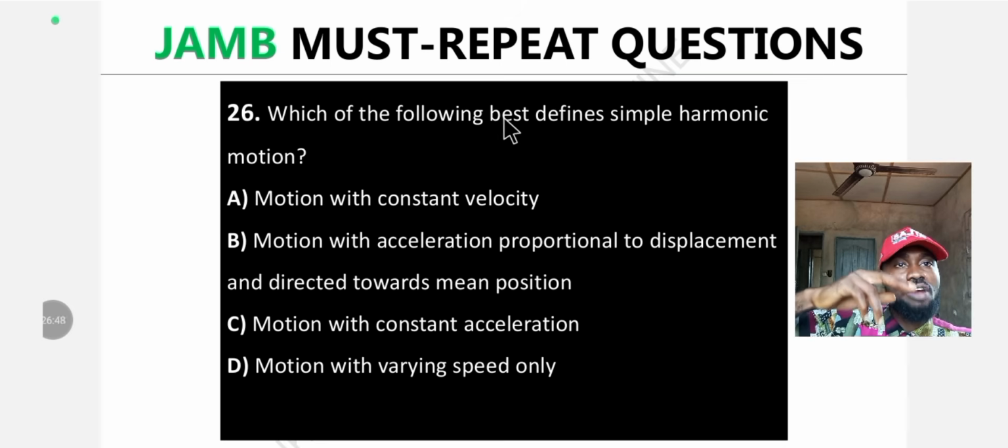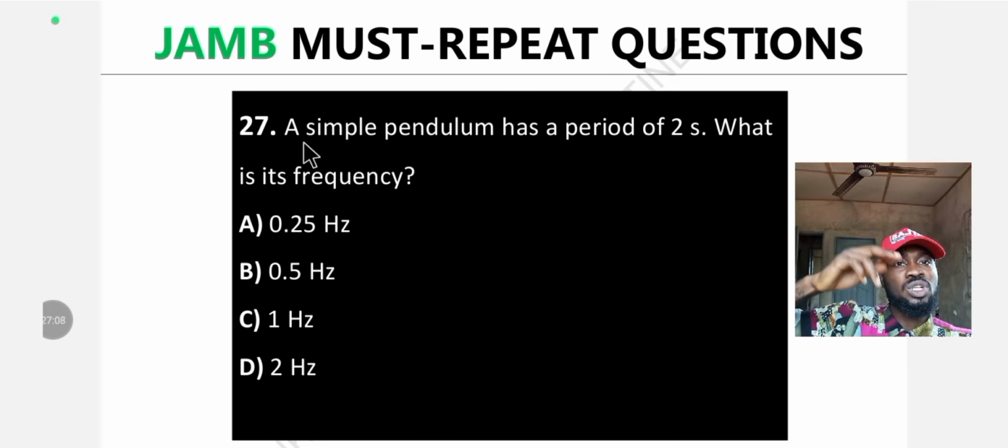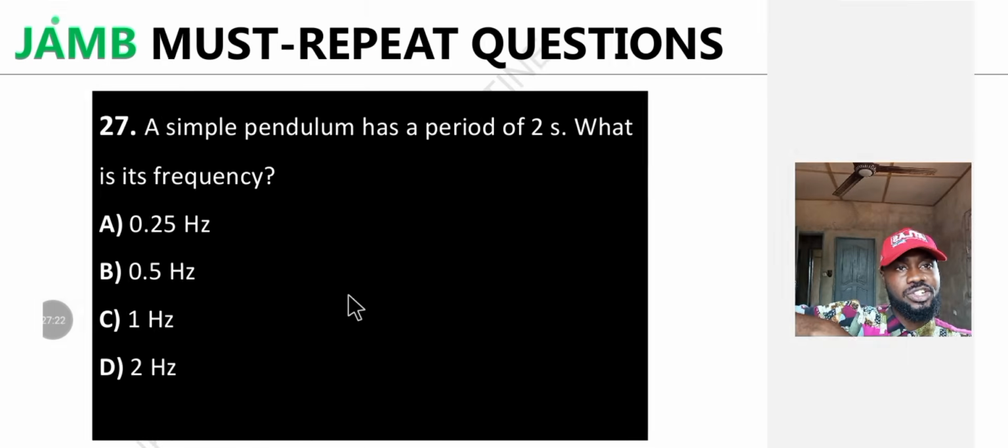Question 26. Which of the following best defines simple harmonic motion? A. Motion with constant velocity. B. Motion with acceleration proportional to displacement and directed towards the mean position. C. Motion with constant acceleration. D. Motion with varying speed only. Drop the answer in the comment section. Question 27. A simple pendulum has a period of 2 seconds. What is its frequency? A. 0.25 Hz. B. 0.5 Hz. C. 1 Hz. D. 2 Hz. Drop the answer in the comment section.